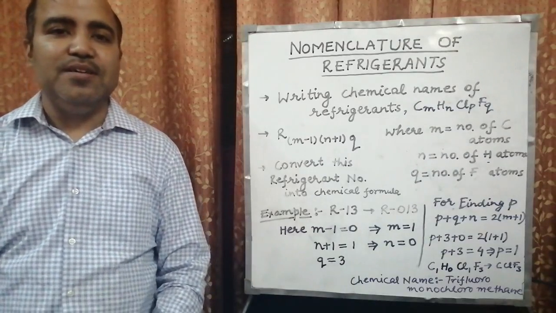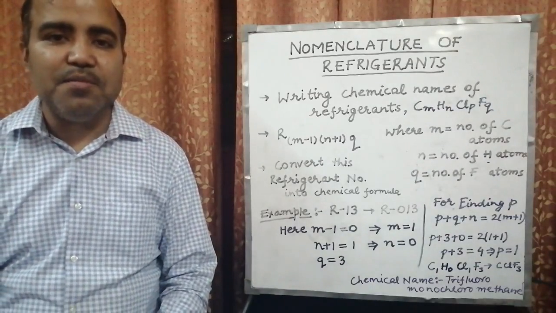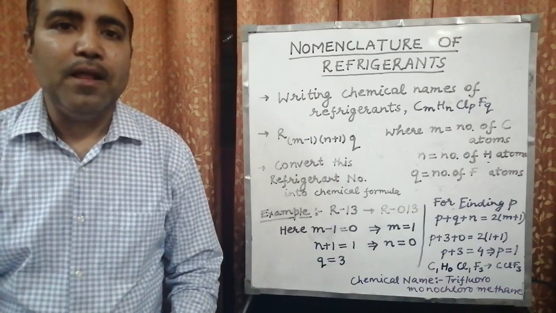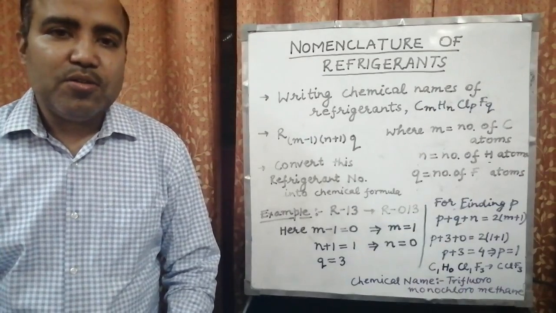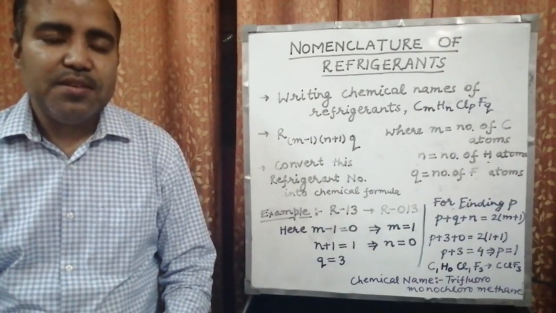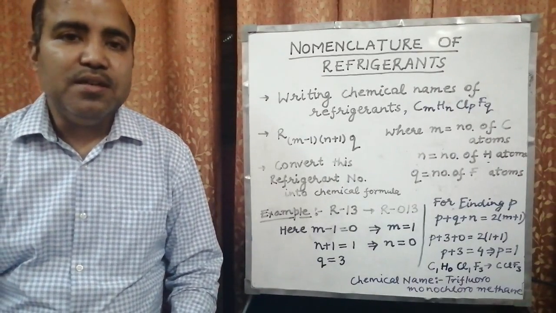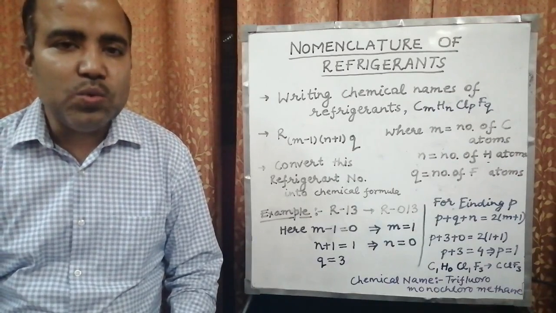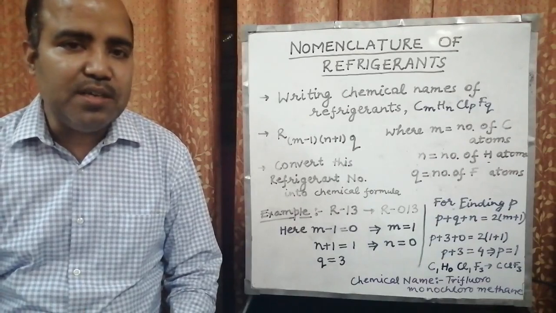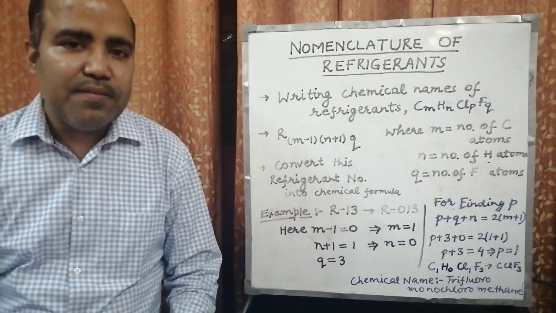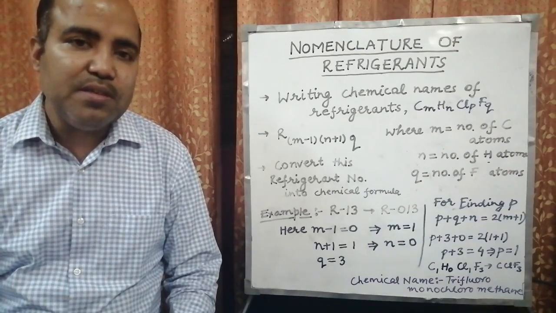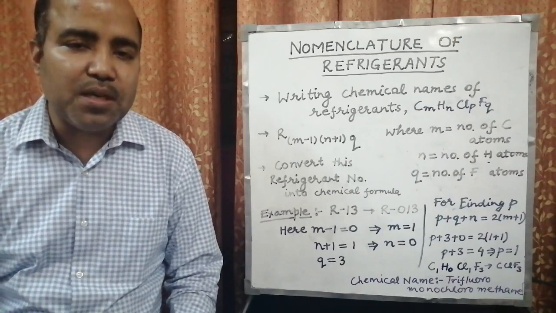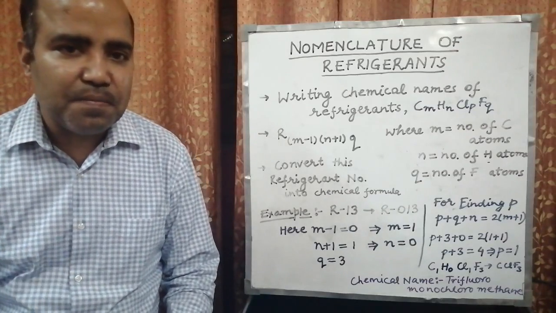Hello students, in this lecture we will learn about the nomenclature of refrigerants. Nomenclature of refrigerants means we have to first convert the particular refrigerant number into a chemical formula, and then with the help of this chemical formula we will deduce the chemical name of the particular refrigerant.